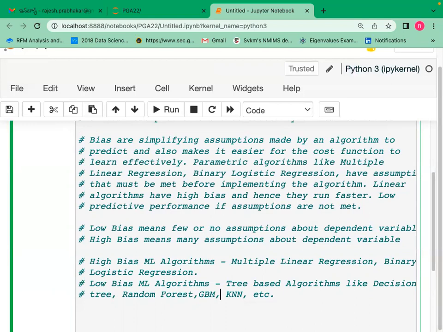So bias is a very important concept you need to understand. Bias are the underlying assumptions that algorithms have. If those assumptions are not met, then the algorithm performance will be very, very bad. If the basic assumptions are met, then they not only run faster, their performance will also be very, very good. So that is the concept of bias. We'll talk about it. First, understand bias.